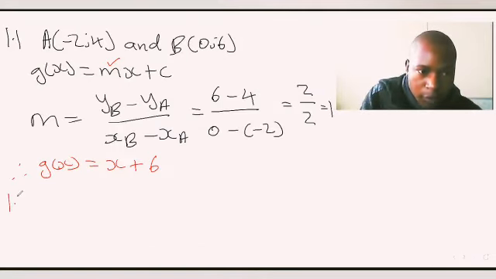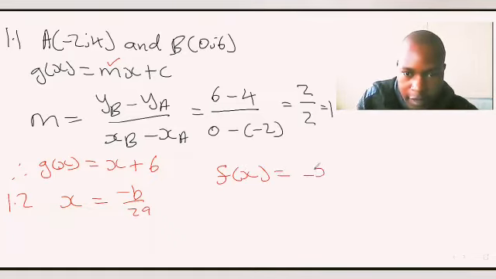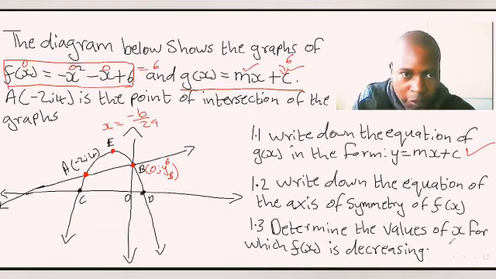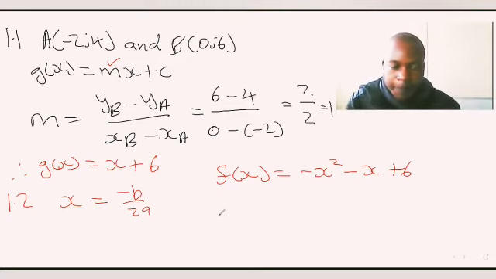So that's 1.2. We have x equals negative b divided by 2a. And we know that our f of x equals negative x squared minus x plus 6. Let me just confirm quickly. So that's indeed the function. This just has to come up a bit, just a tad, like so.